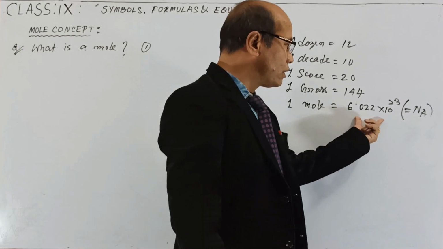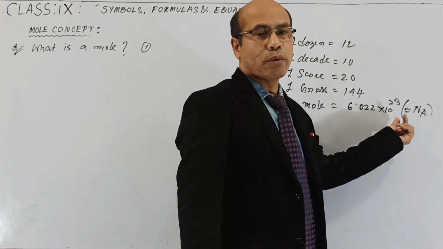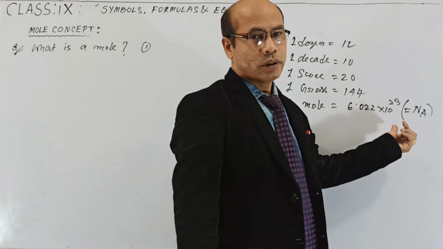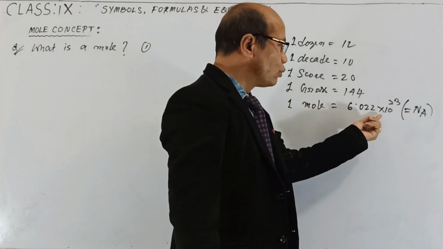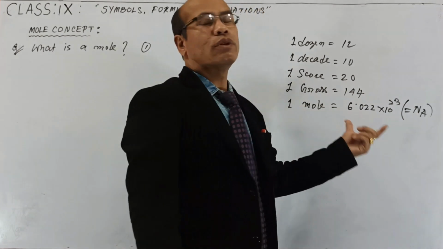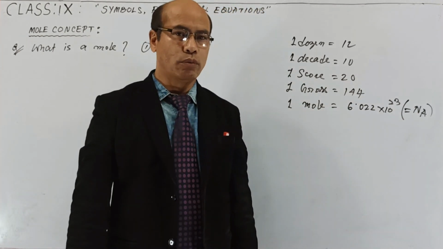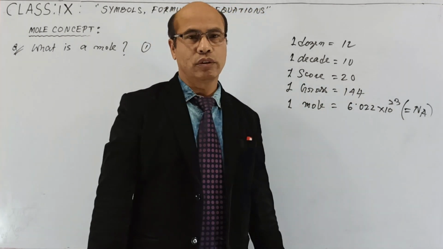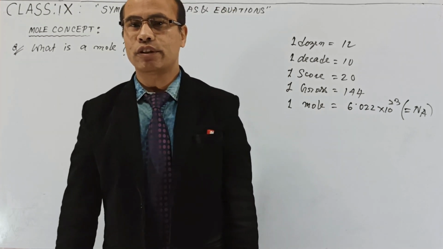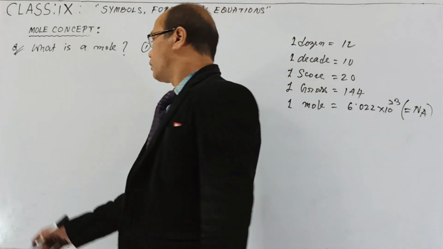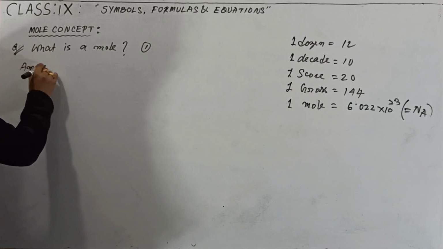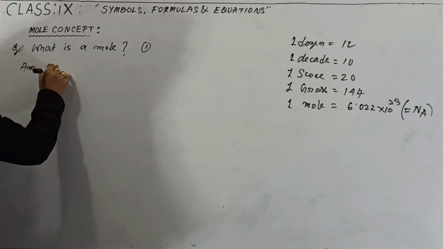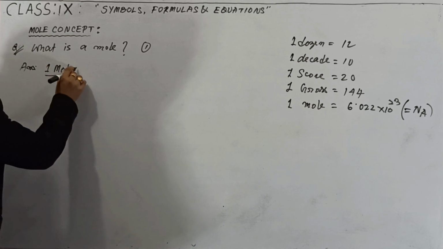And from where we got this number? We got it from Avogadro constant or Avogadro number. That means Avogadro constant 6.022 × 10^23 you can also call 1 mole. So this is the meaning of 1 mole. So how will you give the definition of 1 mole? The definition, you can make a slight change here. 1 mole.